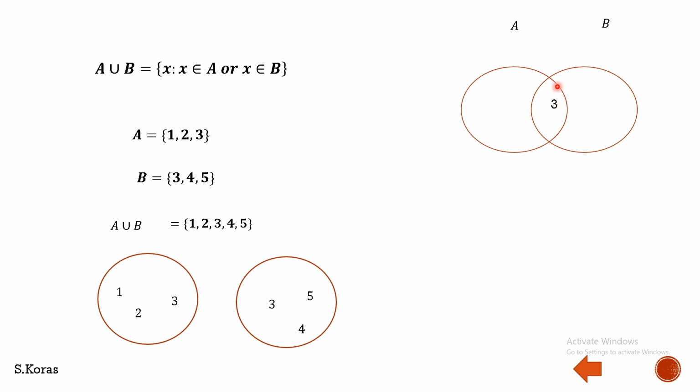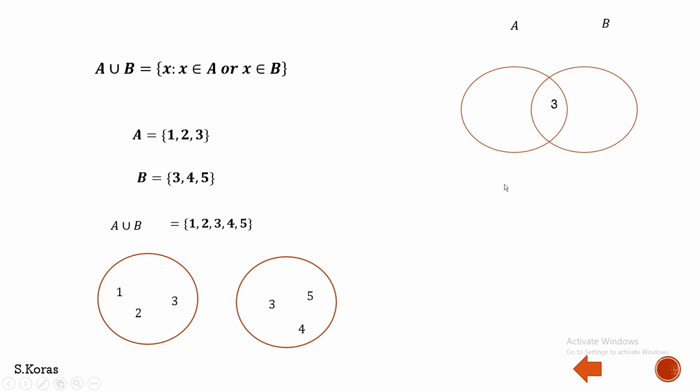After marking this, now let us try to fill this set A. If you go to the set A, it has 1, 2, 3. Already 3 is marked here. So the remaining 1 and 2 should be marked here. You should not mark it here. If you mark 1 and 2 here, then it will be taken as common to A as well as B. But 1 and 2 are not common. Only 3 is common. So 3 is placed in the common place, and the remaining 1 and 2 should be placed in the place which is not common.